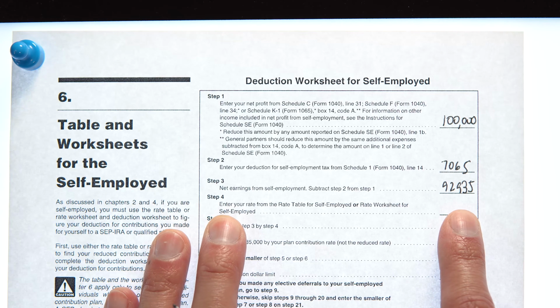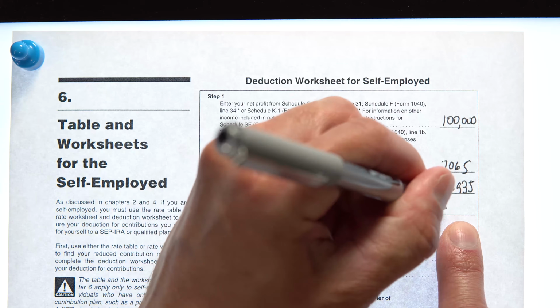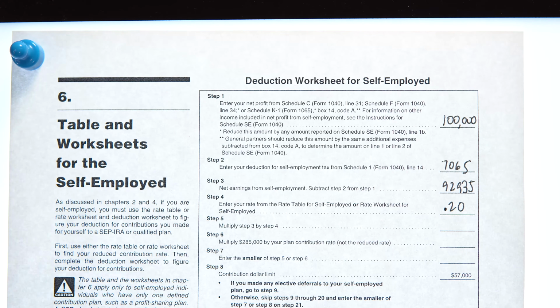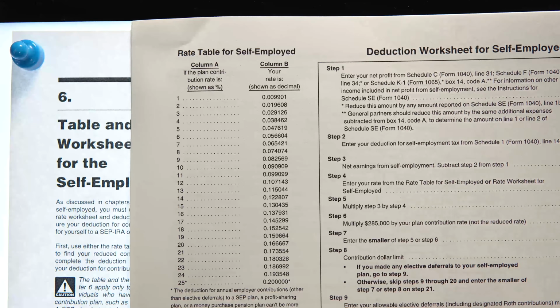Then step 4, enter your rate from the rate table, the rate worksheet. The maximum you can do is 0.2 or 20%. And this is going to be on the next page of that publication 560. So if you scroll down to page 25, you're going to see this right here. This is the rate worksheet.